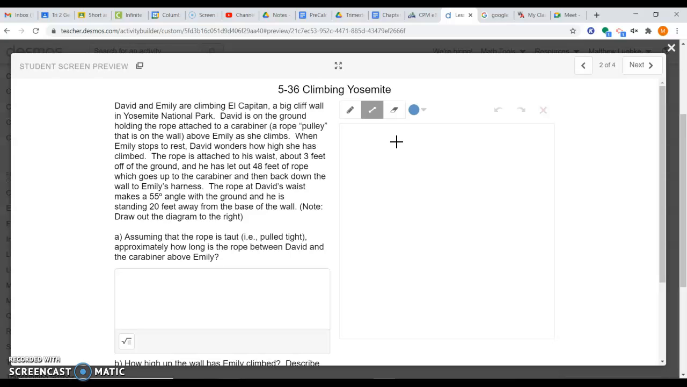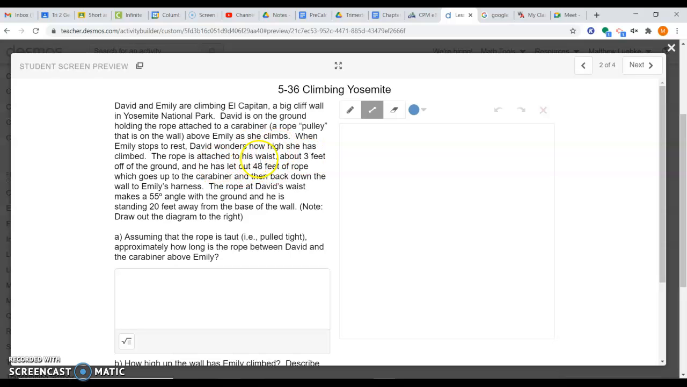So this first word problem is that we have David and Emily, and they're climbing El Capitan, a big cliff wall in Yosemite National Park. If you've never seen El Capitan, look it up. Pretty cool thing, actually. David is on the ground, holding a rope attached to a carabiner, a rope pulley that is on the wall above Emily as she climbs. Emily stops to rest, and David wonders, how high has she climbed?